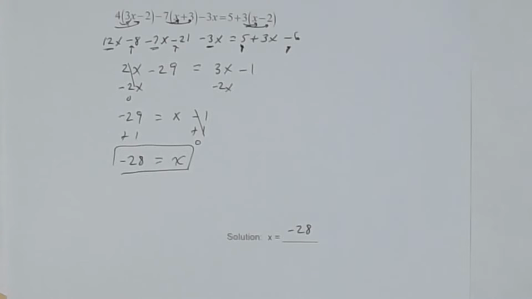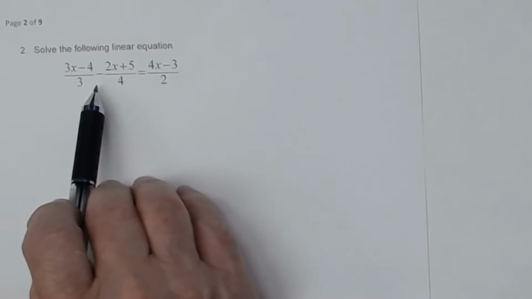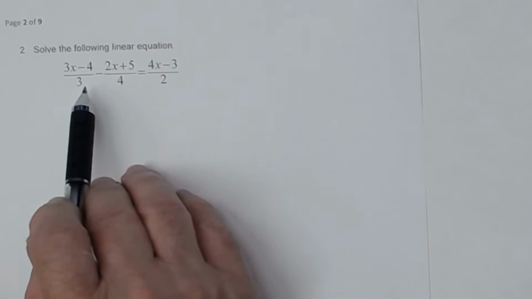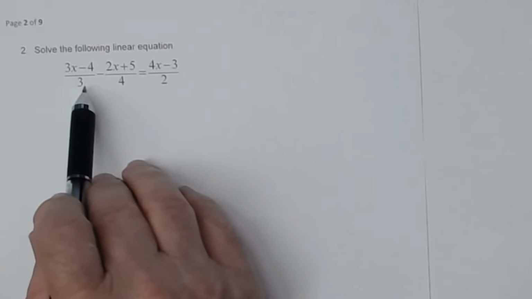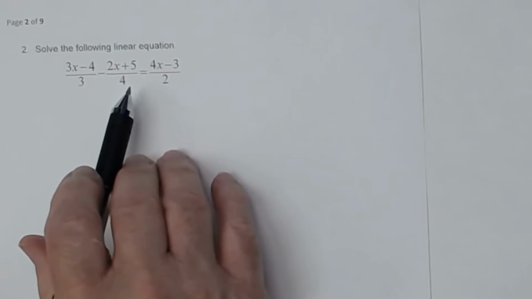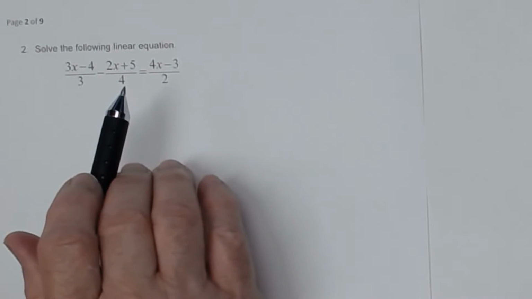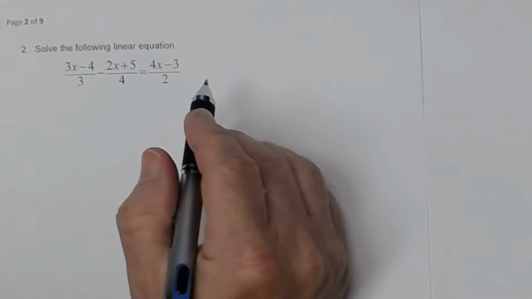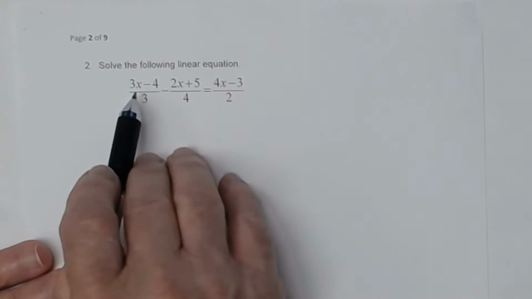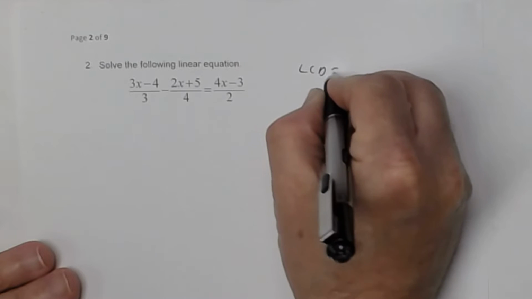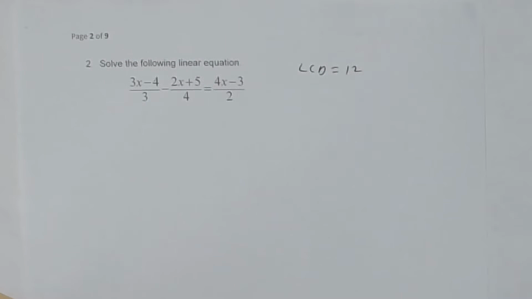So number 2, we had a rational equation. It's still linear, though. It just so happens that we have fractions, but they're real numbers. There's no variable expression in the denominator. So this is still a linear equation. But the fact that we have fractions, the way that we're going to do this is we're going to go ahead and clear the fractions right at the beginning. So we got to find the least common denominator. So the smallest number that 3, 4, and 2 will go into is 12. So my least common denominator is 12.